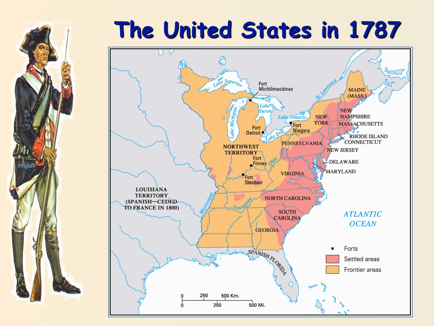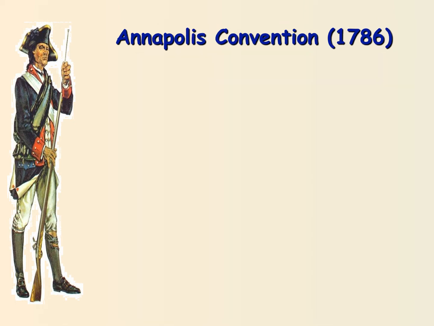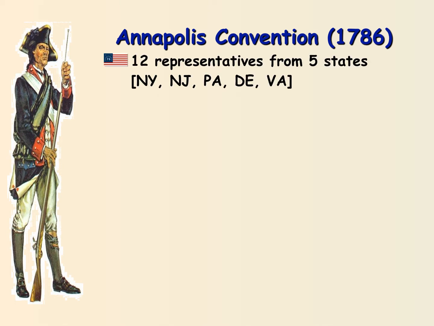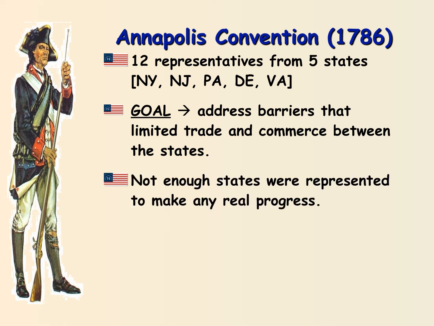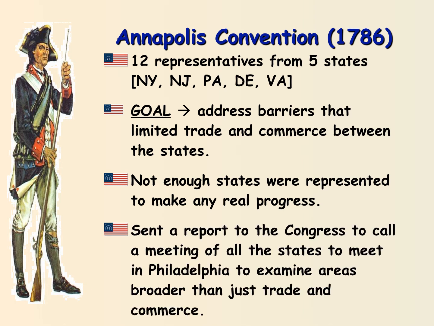And the government was going all right, but it was petering around with no progress. Come 1786, at the Annapolis Convention, 12 representatives from 5 different states showed up, and one of the things they wanted to do was change trade and commerce between states. Not enough states were there, and they sent a report to Congress calling for a meeting in Philadelphia to examine areas broader than just trade and commerce, and how to fix the Constitution, which was the Articles of Confederation.